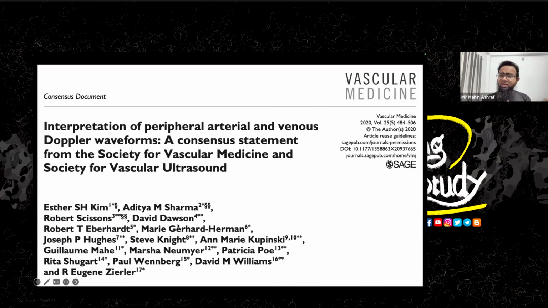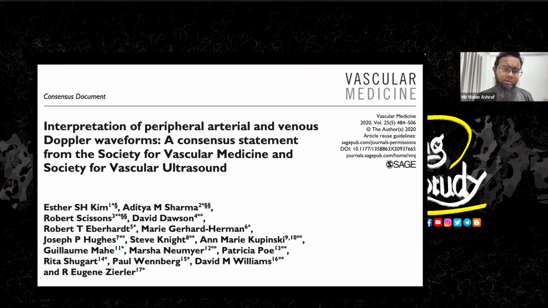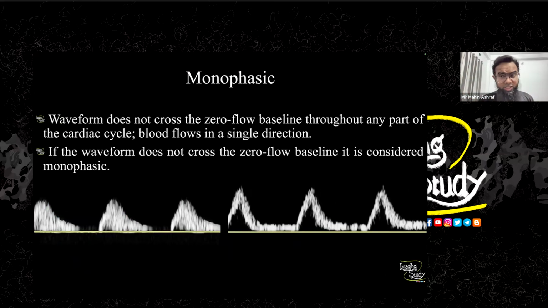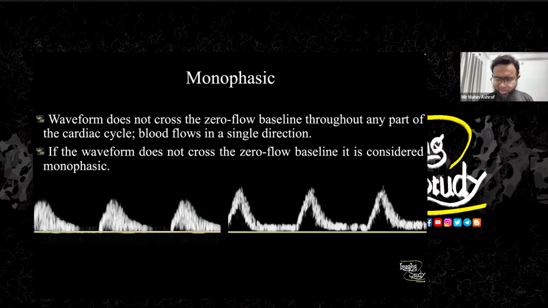Now, if you follow this guideline, you will see there are so many descriptions about each and every multiphasic and monophasic wave. So don't forget to check. This is a free journal. You can just search the interpretation of peripheral arterial and venous Doppler waveforms. You will see this PDF available on Google. Okay, so check that we are not using triphasic or multiphasic since 2020. So it's 2024, still we are using them. Very bad.